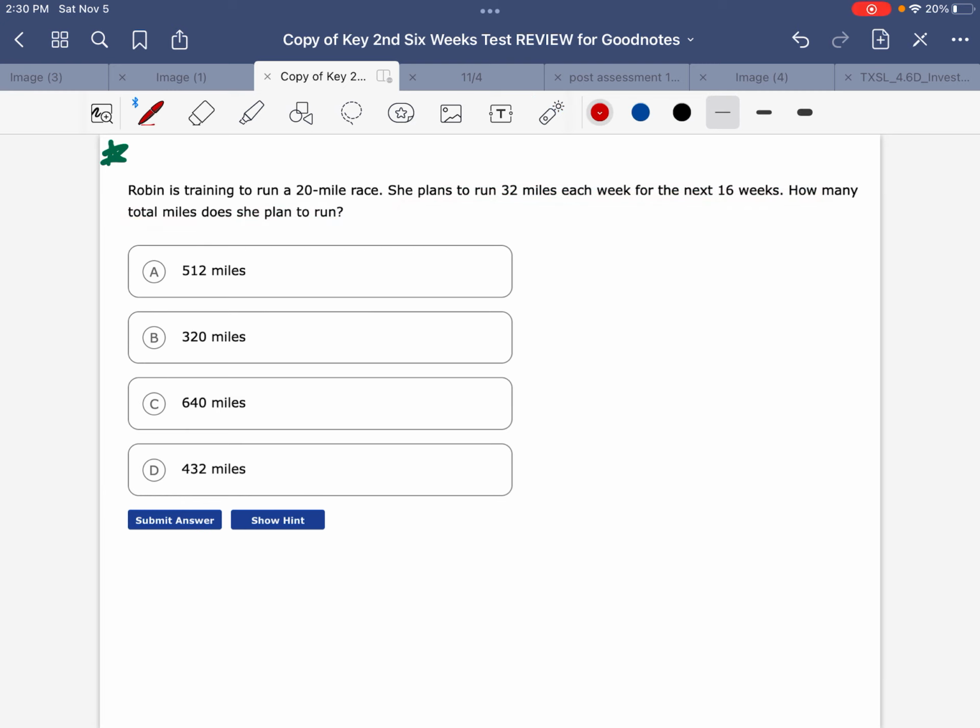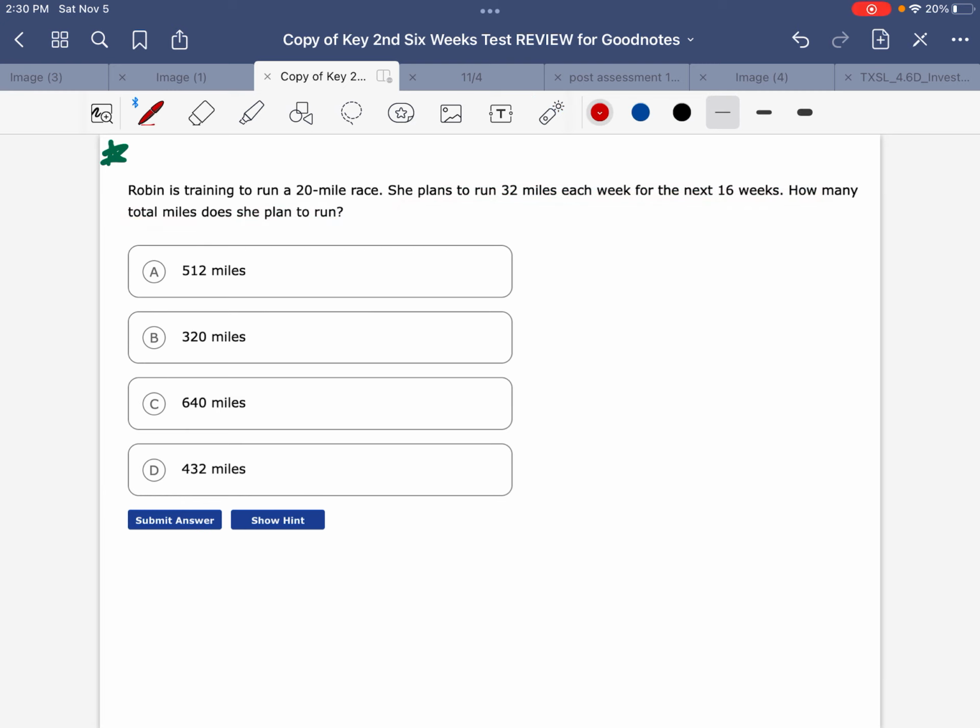So if I go back to the numbers that I circled, one of them says Robin is training to run a 20-mile race. Okay, we don't need to know this. We don't need to know how long the mile is. We need to know the total miles that she runs. Okay, so I can already get rid of this, and I just noticed that I forgot to circle an important number, 16 weeks. Okay, now I'm going to box in my keywords.